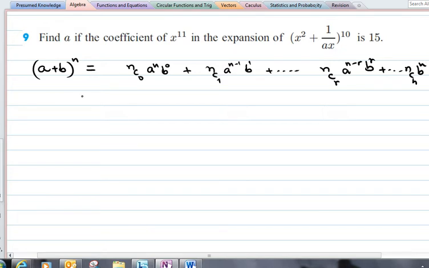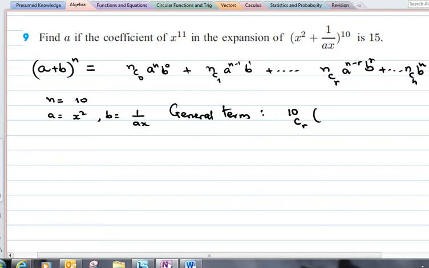So in this particular case, n takes the value 10 and a is x squared and b is 1 over ax. So the general term therefore is 10Cr (x squared) to the power of 10 minus r and (1 over ax) to the power of r.